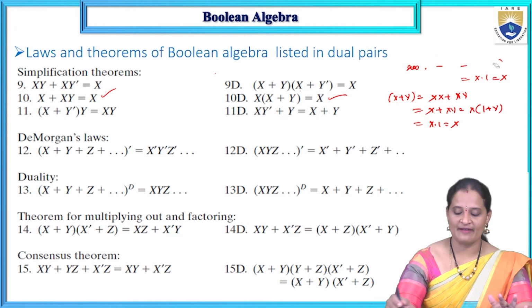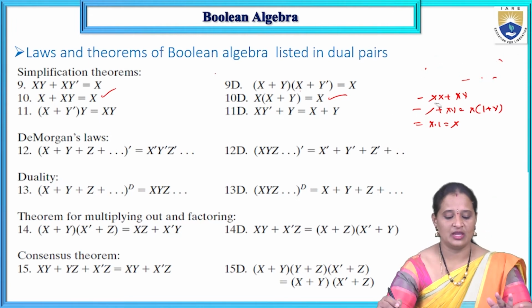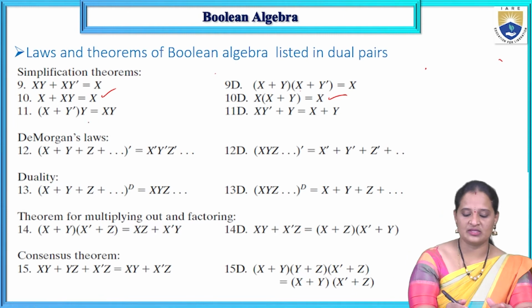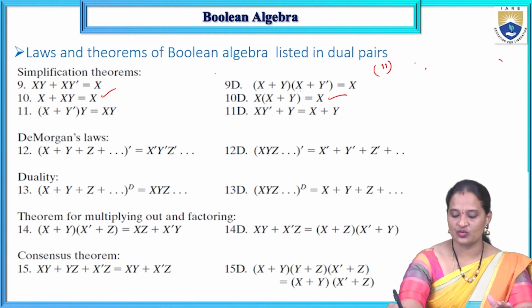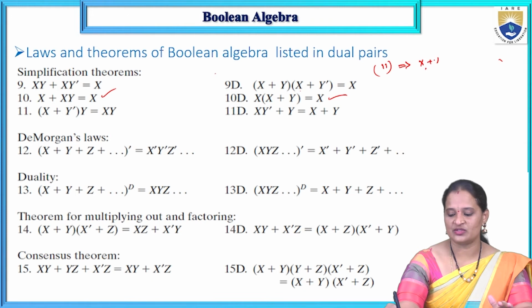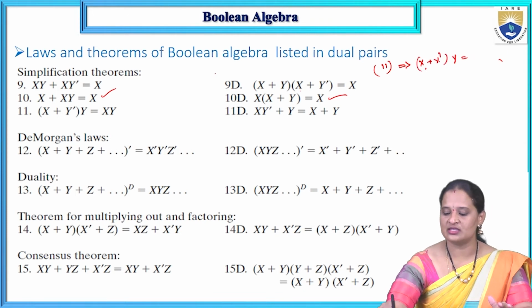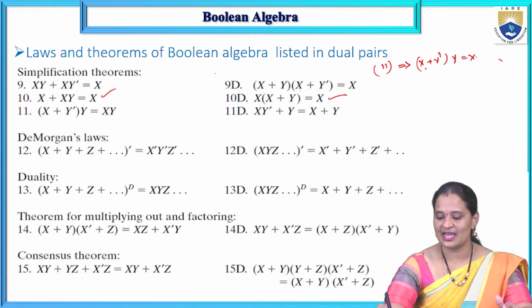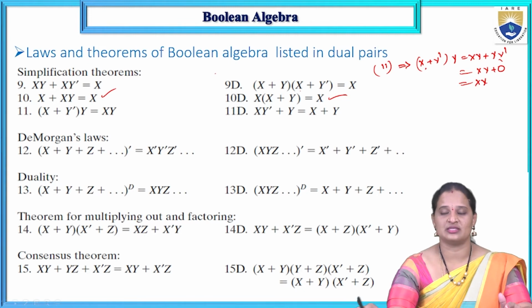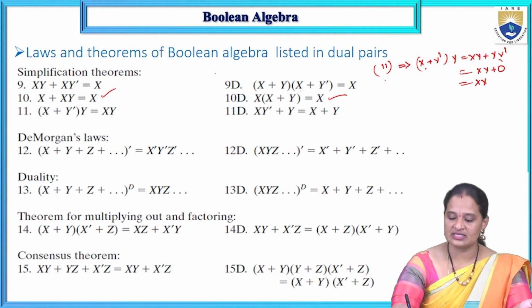Now let us see the 11th one. What is the 11th theorem? The 11th theorem is x plus y complement into y is equal to xy. Expanding this, xy plus y complement y. Y complement y is 0, so xy plus 0. Any variable plus 0 leads to that variable itself, so that is xy. This is the 11th law.